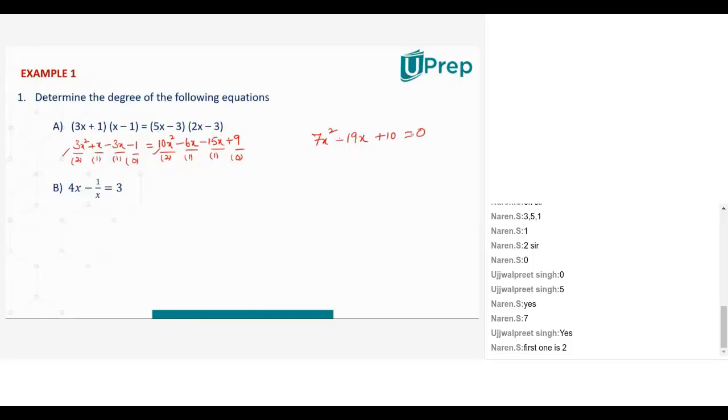Now which is the highest power remaining? As Naren suggests, the highest power is 2. So what should be the polynomial's degree? The first equation's polynomial's degree is clearly 2. Now try the second one.